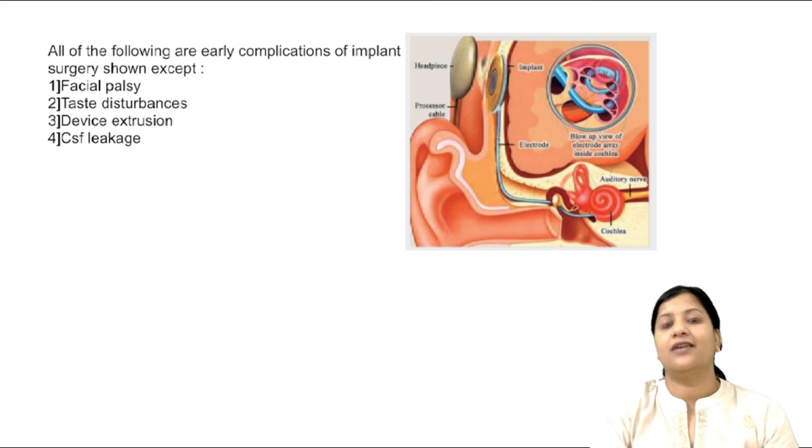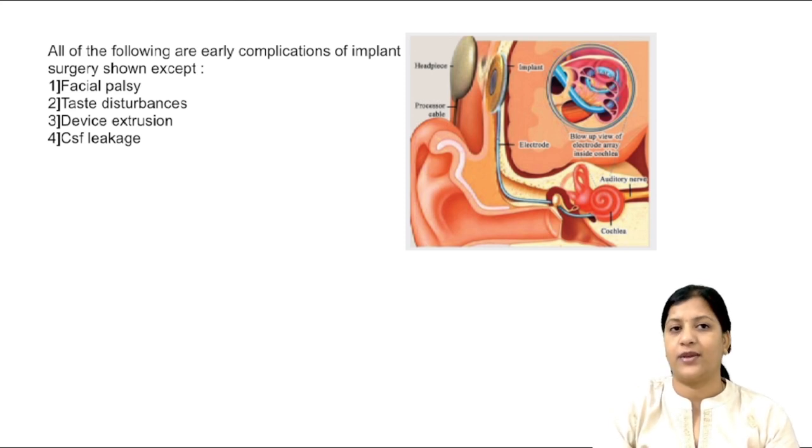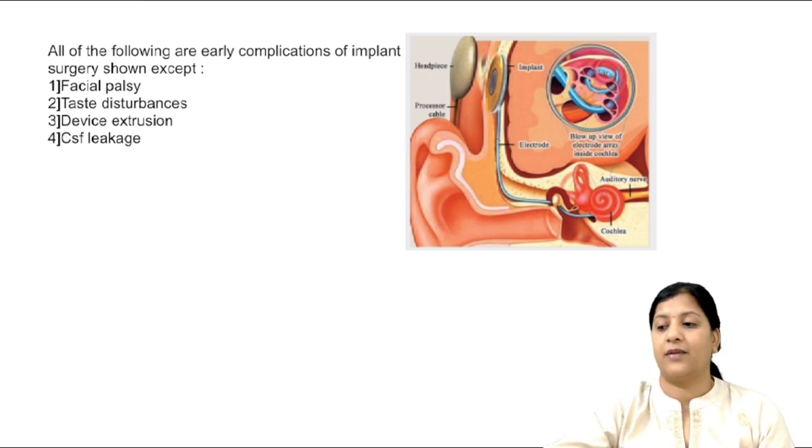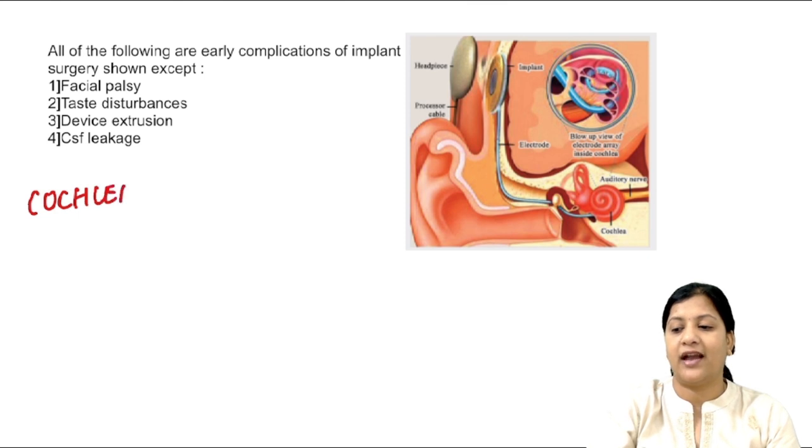Now let's look at one of the recent surgeries that has come to ENT and what we commonly are performing these days, and where you could expect questions from. All the following are early complications of implant surgery shown, except: facial palsy, taste disturbances, device extrusion, or CSF leakage. So basically, you need to know what structures we are talking about. You can see here we have an external component and an internal component. From the internal component, we have an electrode array that is inserted into the cochlea. So we see this electrode is going into the scala tympani of the cochlea, and this implant shown to you is nothing but your cochlear implant.